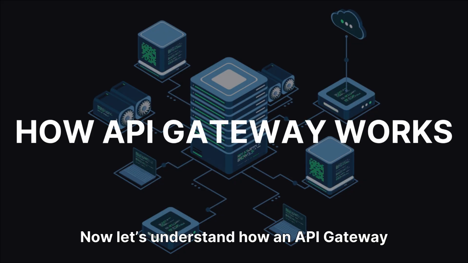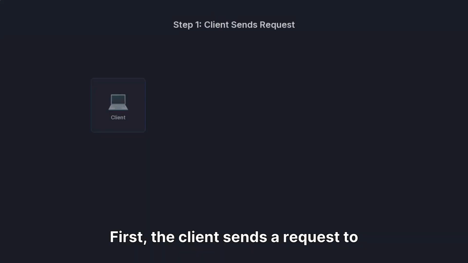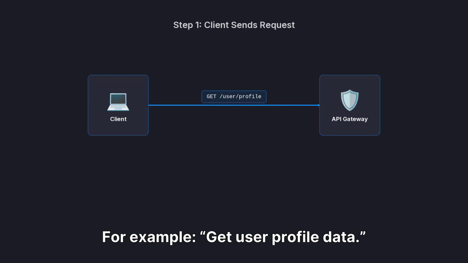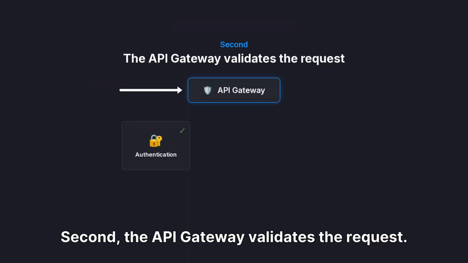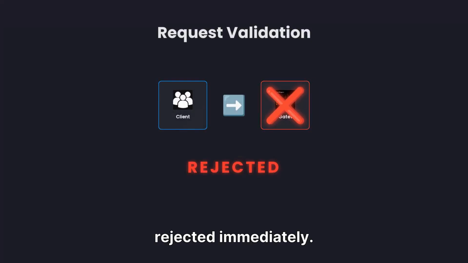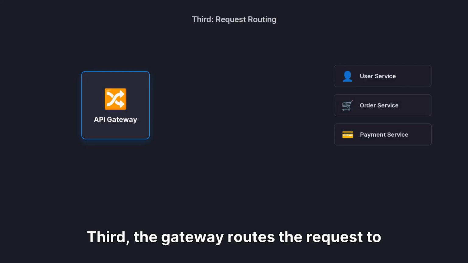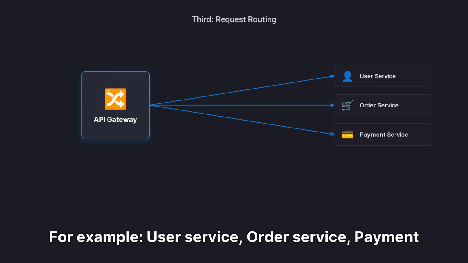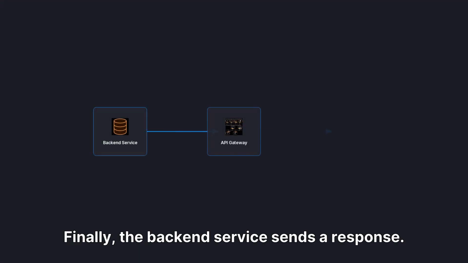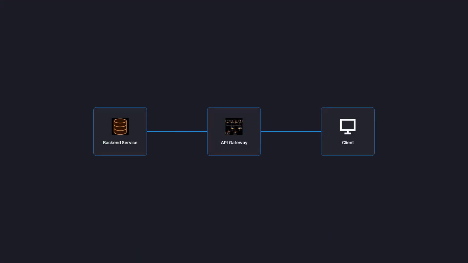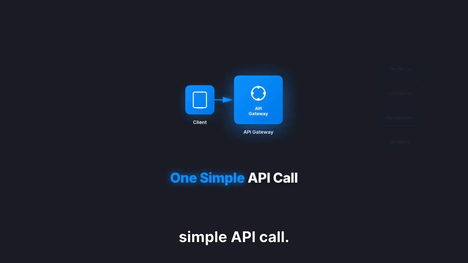Now let's understand how an API gateway works, step by step. First, the client sends a request to the API gateway endpoint. For example, get user profile data. Second, the API gateway validates the request. It checks authentication, authorization, request format. If the request is invalid, it is rejected immediately. Third, the gateway routes the request to the correct backend service. For example, user service, order service, payment service. Finally, the backend service sends a response. The API gateway processes it and returns it to the client. To the client, everything feels like one simple API call.